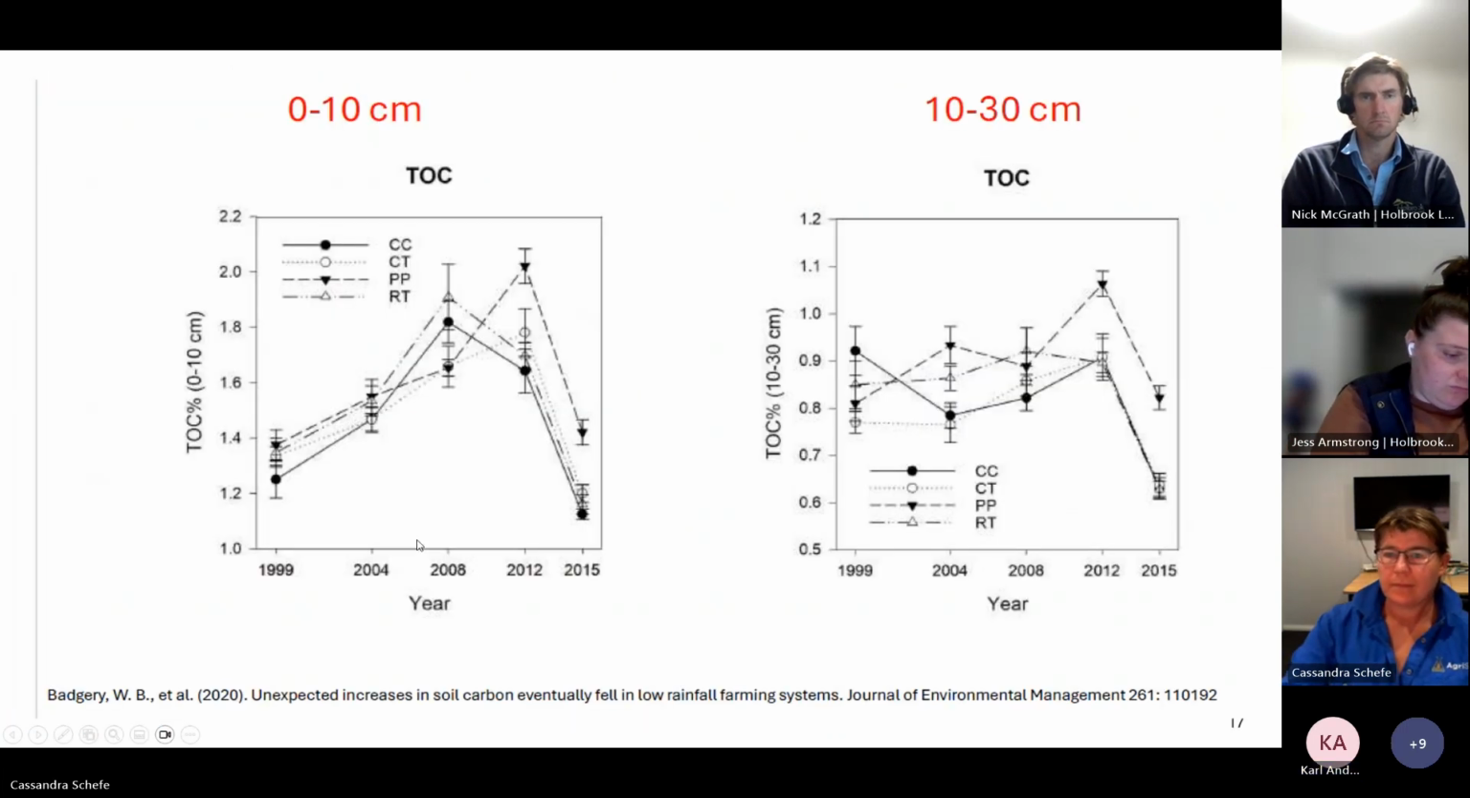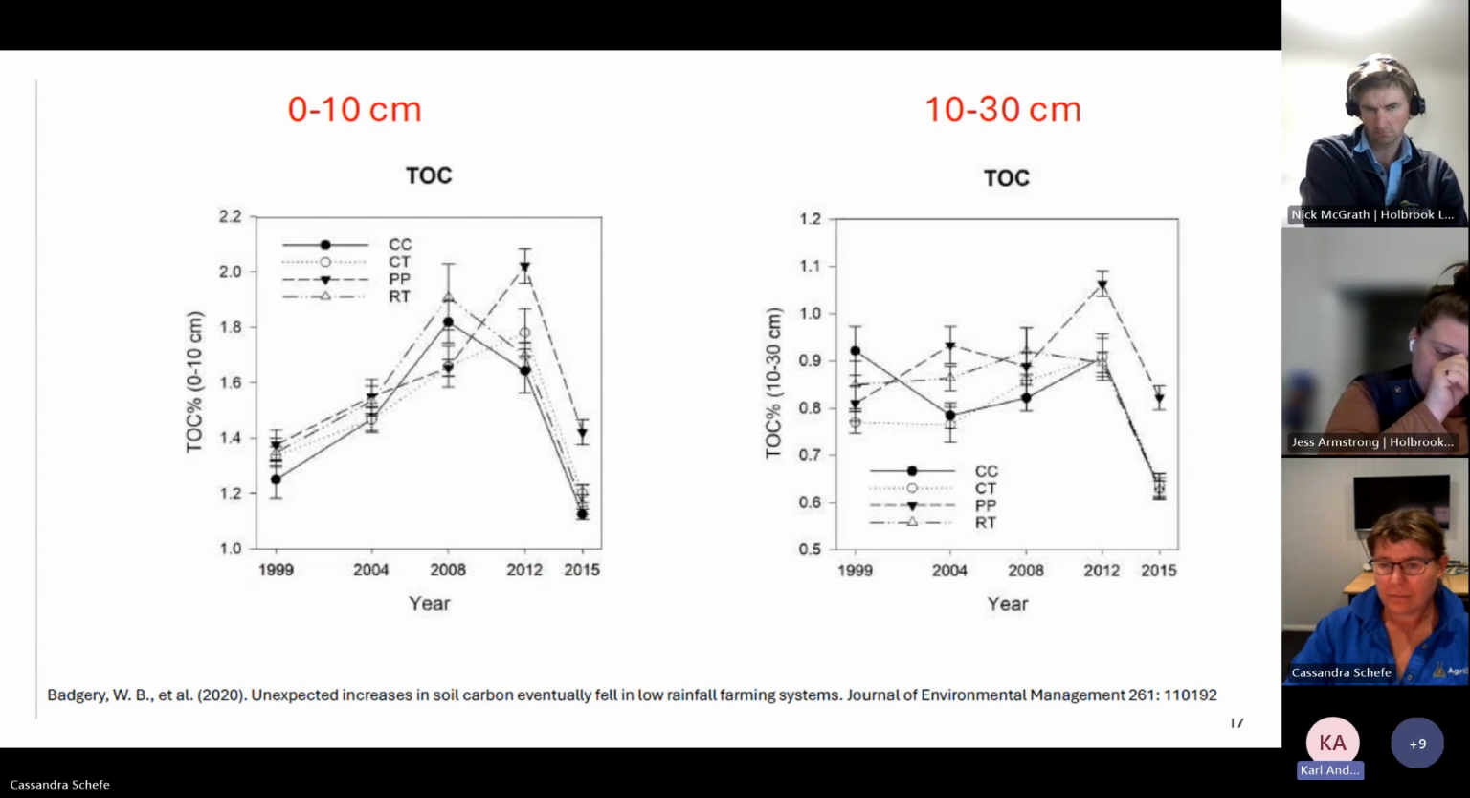And in a cropping system, this particular set of data was from work done at the Condo Research Station over a number of years, where there were different rotations or management systems in place. So continuous crop or conventional cultivation, reduced tillage, permanent pasture, conservation cultivation, those various treatments. On the left-hand side is our surface, 0 to 10 centimetres, and on the right, the 10 to 30 centimetres.